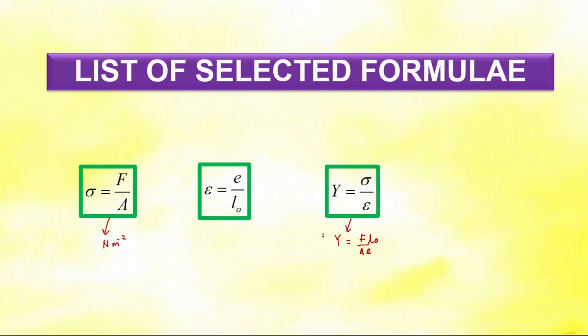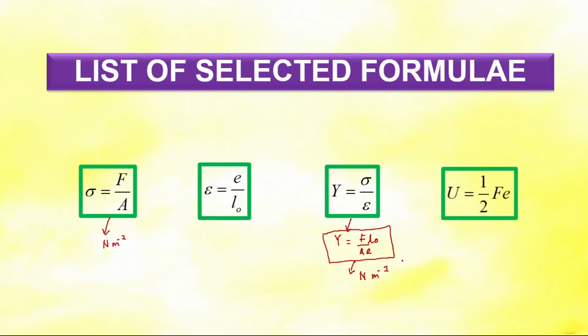So you get this equation for Young modulus: stress per strain, or Young modulus Y also equals to F times L naught divided by A e. And the unit for Young modulus here is Newton per meter squared. And the last equation given here is strain energy, or energy stored in a wire.